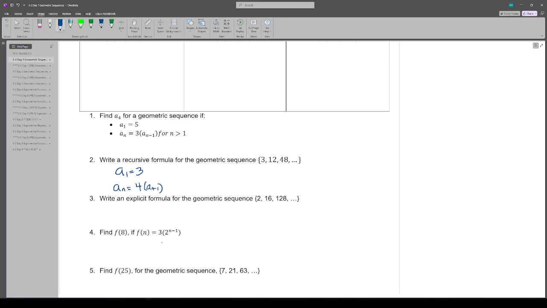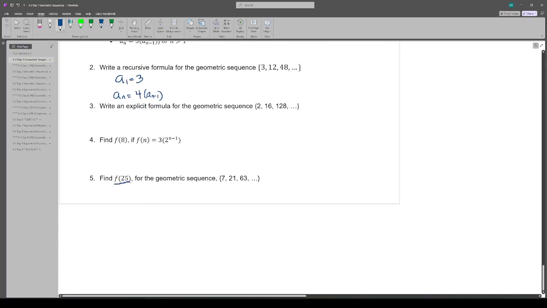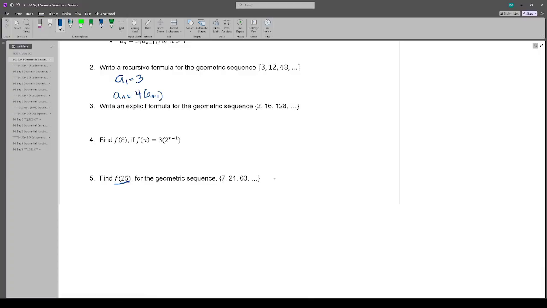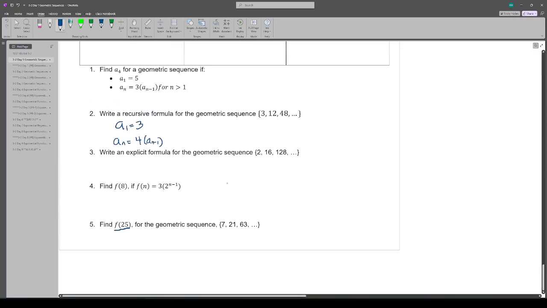That one you're probably going to do using a calculator, or this one's small enough that you could do it recursively, just doing times 2 times 2 times 2 over and over again. This one, f of 25, definitely going to use a calculator because we're starting at 7 and multiplying by 3. This number is going to be enormous, so you definitely are going to need a calculator for that one. So that wraps up our notes.